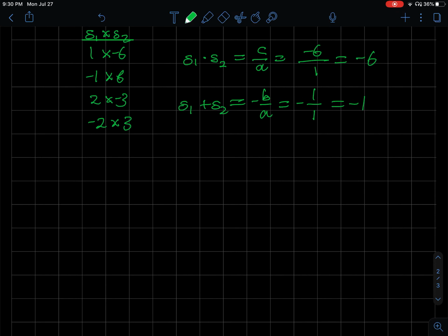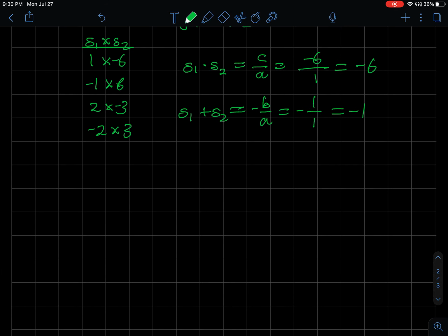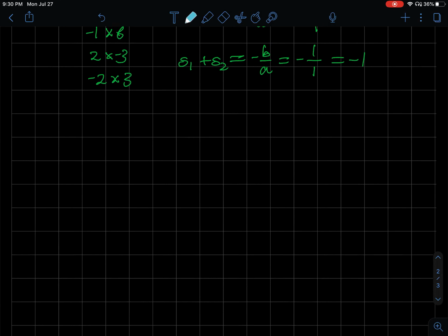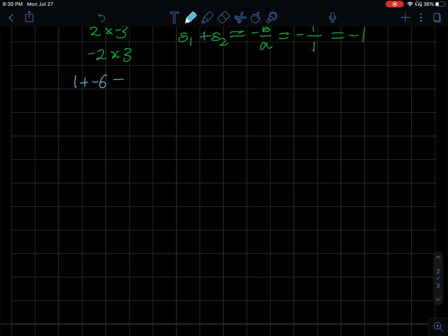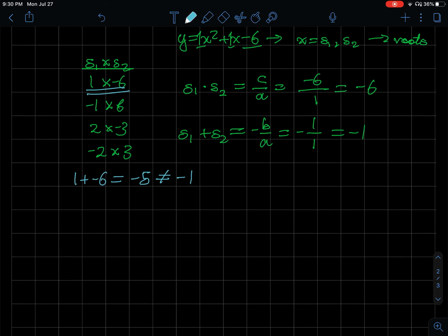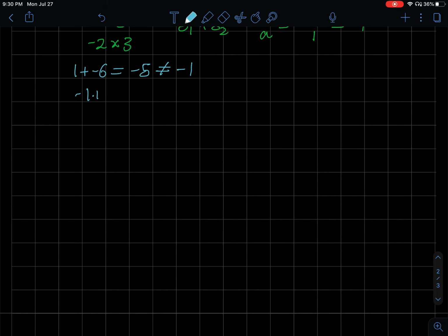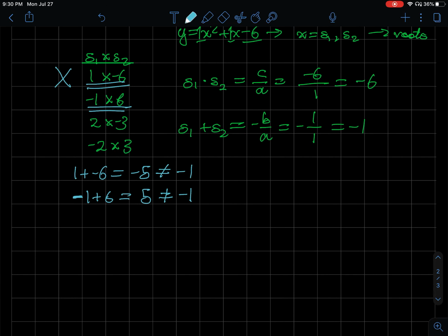Now, which of these four actually sum out to be negative 1? In this first one right here, 1 plus negative 6 is negative 5, which is not equal to negative 1. So this one does not work. Negative 1 plus 6 is 5, which is again not negative 1. So this is not the one we're looking for.